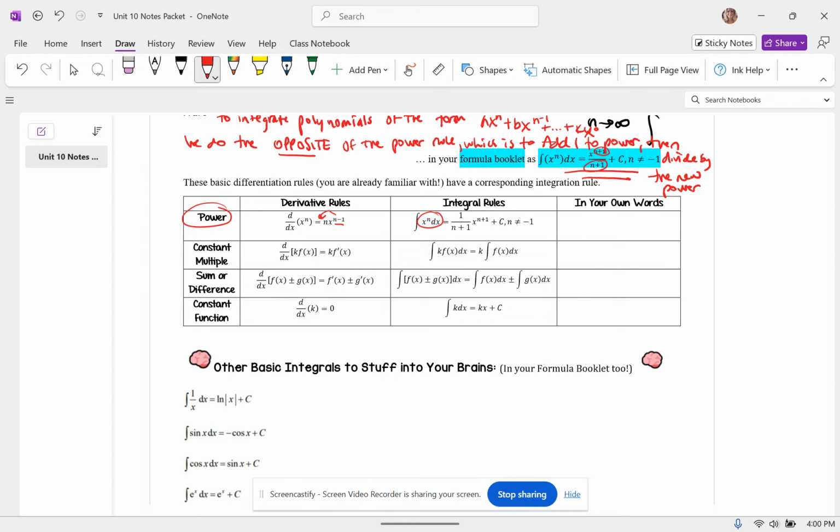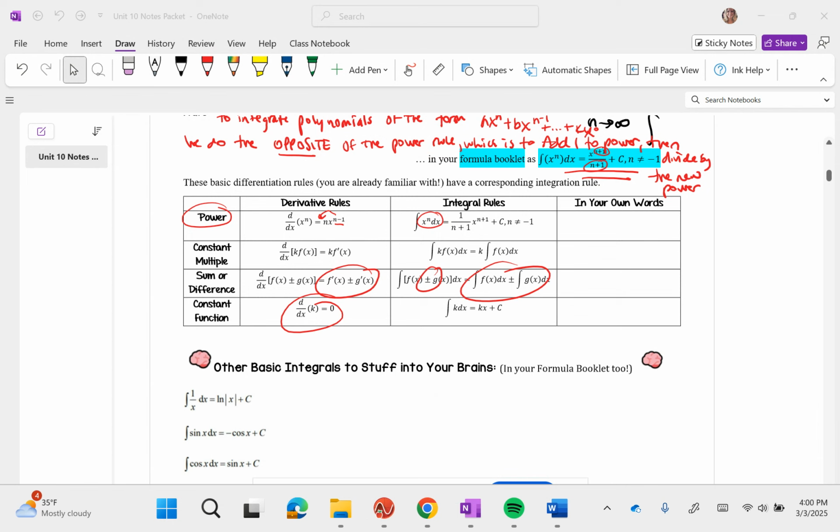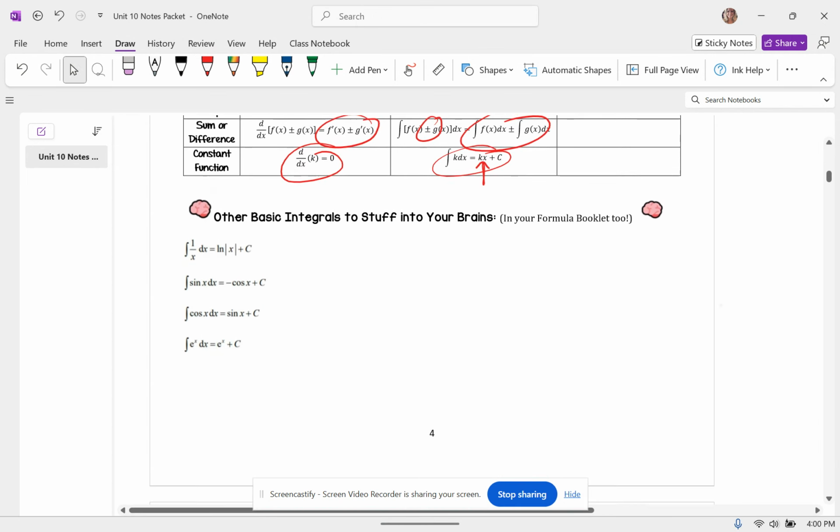Sum or difference: you can split up integrals with pluses or minuses into 2 different integrals if that makes your life easier. And just like the derivative of a constant is 0, when you integrate a constant, you just tack on an x and a plus c.